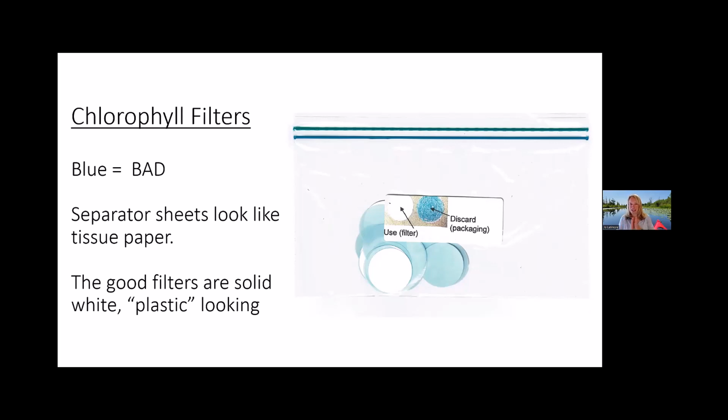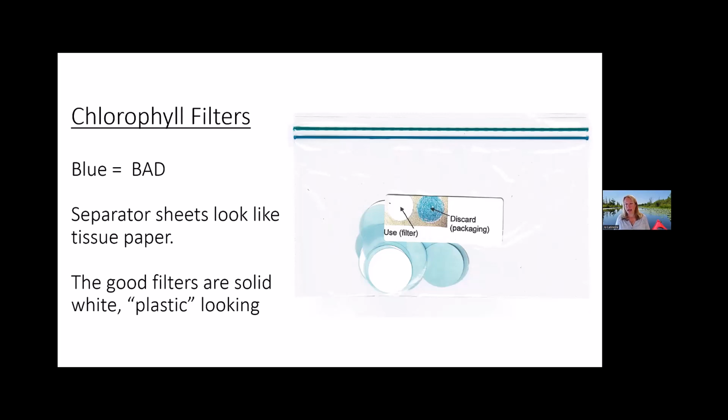The separator sheets that protect them from each other and from getting stuck together are kind of see-through. They sort of look like tissue paper. And the ones we're sending out this year, they're blue. They're a pale blue, but definitely don't use the blue tissuey looking separator sheets as a filter. You may actually get them to work. If you try this, water will go through, but it's not working correctly. You're missing a lot of the chlorophyll that you're supposed to be capturing if you were using the filter.